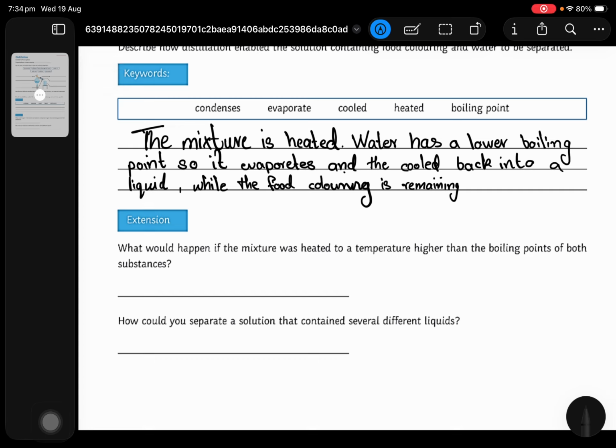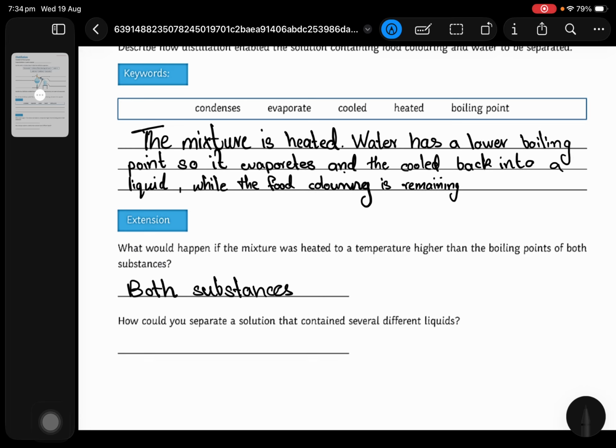Okay, so now we have our extension questions. What would happen if the mixture was heated to a temperature higher than the boiling points of both substances? What would happen is that both substances would evaporate, so that the liquid which they get in the end will just be the same thing as the beginning. So we can write both substances evaporate together.